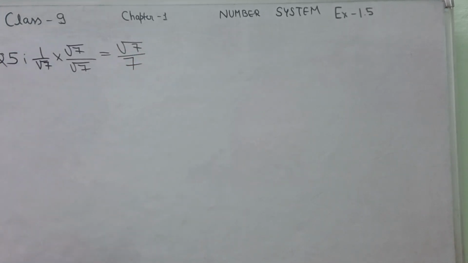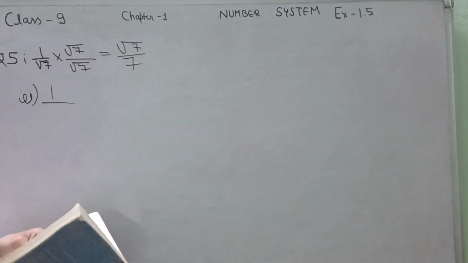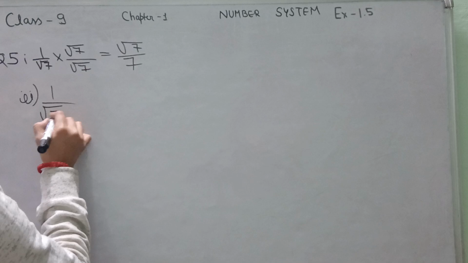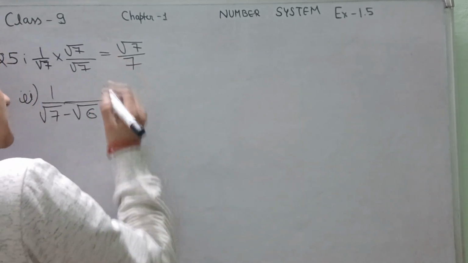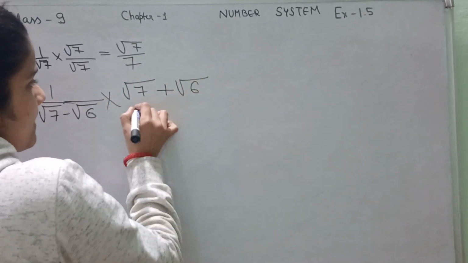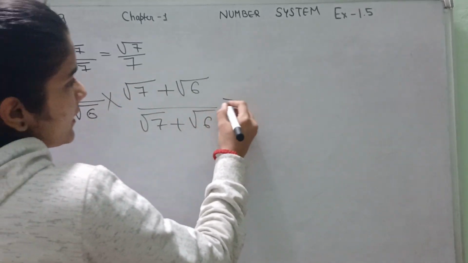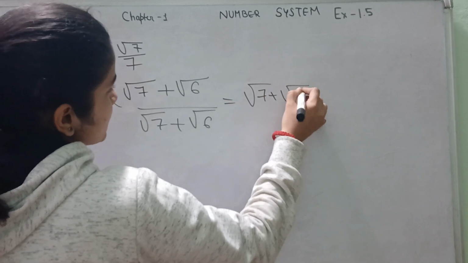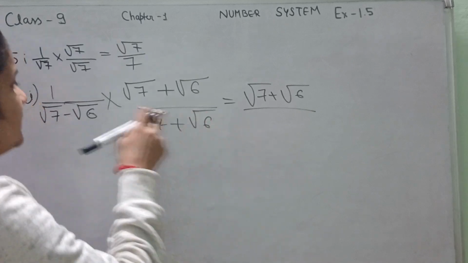Coming on to part 2 of this question, which is 1/(√7 minus √6). Now what is this? These are two irrational numbers in the denominator. As I already told, irrational numbers are not tolerated in the fraction. So what we need to do? We need to rationalize the denominator, which is simply multiply it by its conjugate. Multiplying it becomes root 7 plus root 6, and when we multiply, can you see? It is (a plus b)(a minus b).